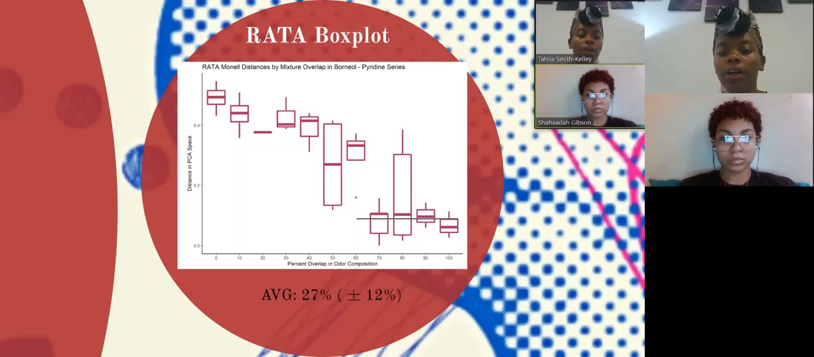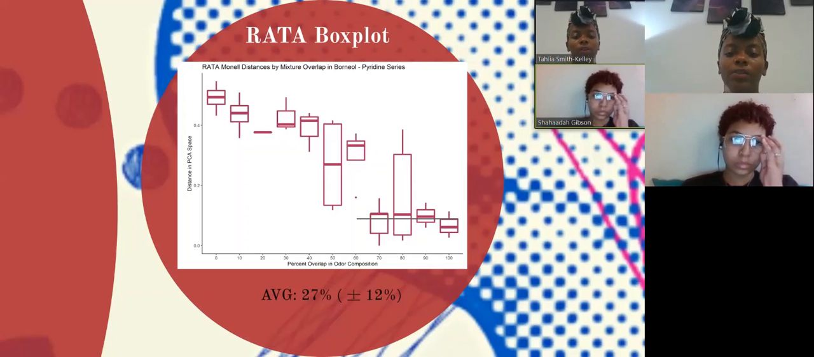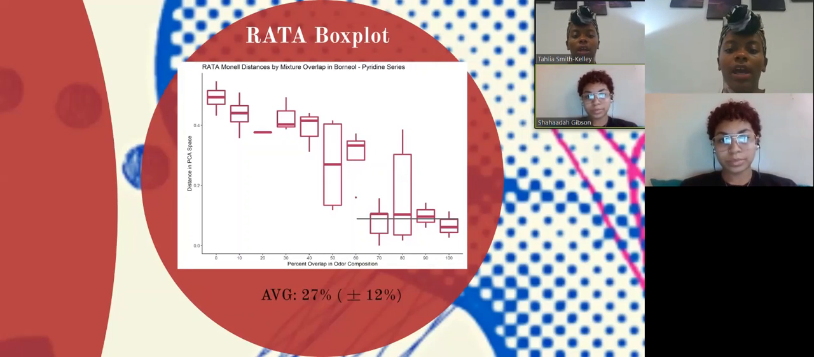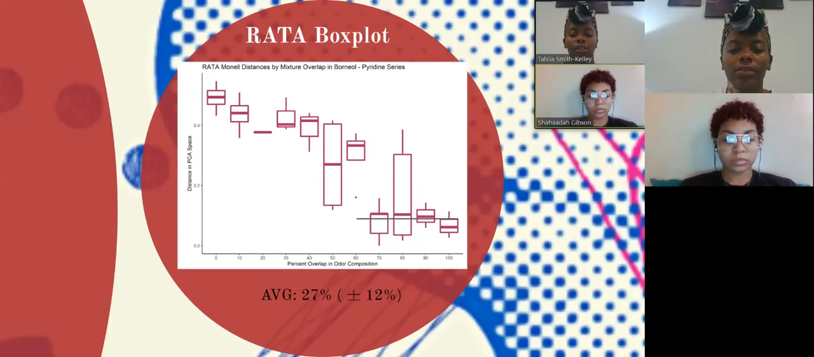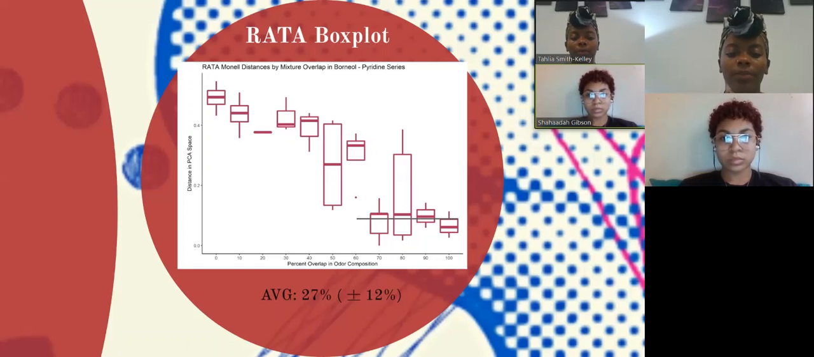So as we go from the 100% mixture overlap to the 0% mixture overlap, it only takes until the 60% mixture overlap for the perceptual differences to be identified, which means that it was better. So it has a greater resolution than CATA. Also, the average percentage that you need to change within the odor composition is 27%.